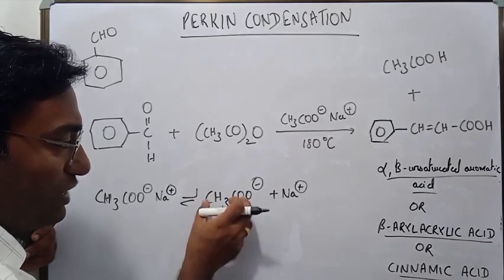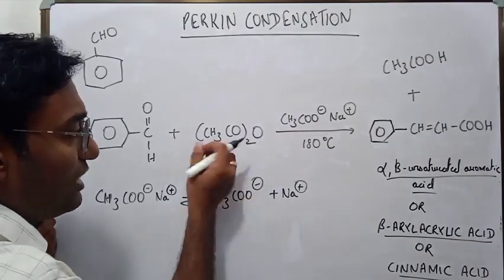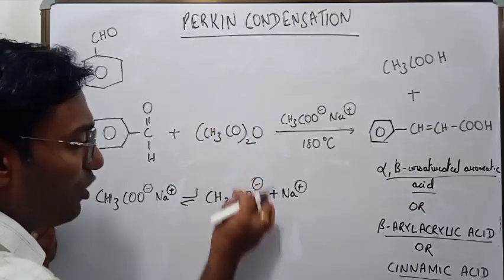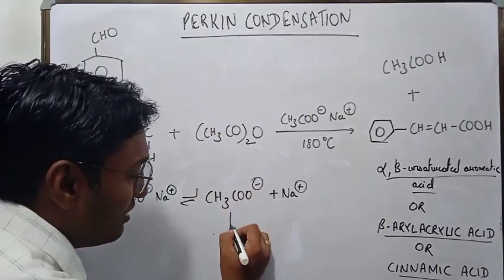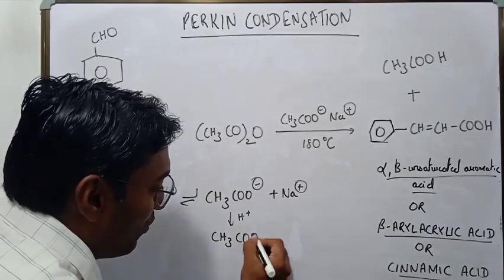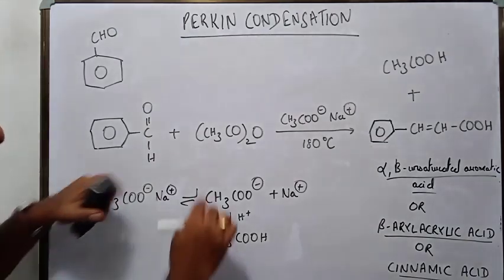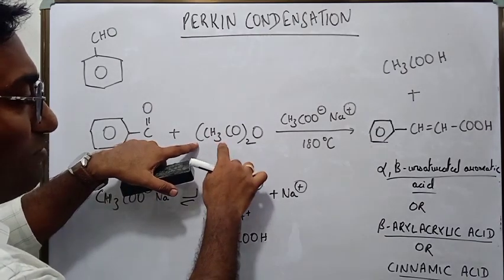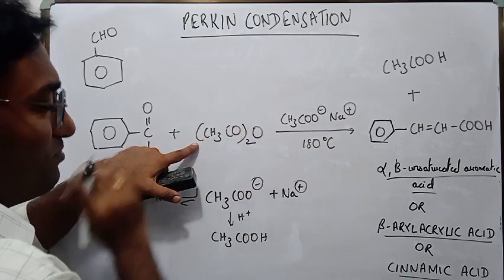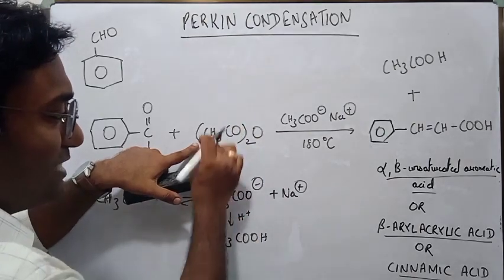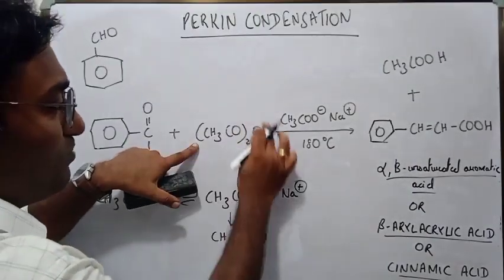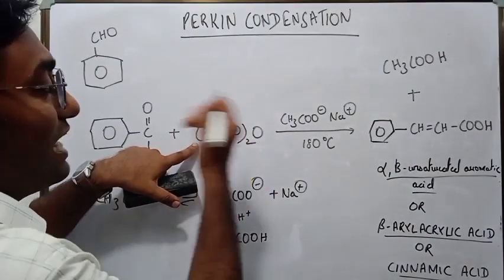What it actually does is knock out a hydrogen from acetic anhydride. If it knocks out a hydrogen, of course it becomes CH3COOH, no doubt. But here the anhydride would become an anion of acetic anhydride. When H plus was taken, its pair of electrons remained here and a negative charge came here. So this would become an anion of acetic anhydride.